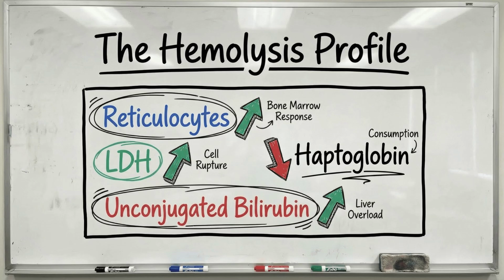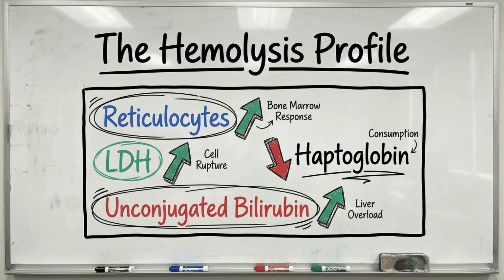So we've talked about the individual lab markers, but how do they all fit together? When you see this specific combination of lab results, you can confidently say, we have hemolysis here. This profile is your go-to for confirming red blood cell destruction. We're looking for increased reticulocytes because the bone marrow is working overtime to replace lost cells. You'll also see elevated LDH and unconjugated bilirubin. Both are direct consequences of red cell breakdown.